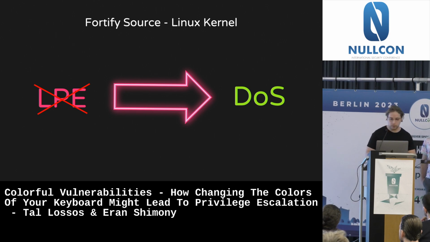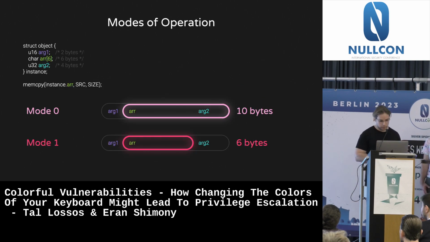Mode 0 of Fortify Source aims to detect buffer overflows over an entire struct, while mode 1 aims to detect buffer overflows over a specific member in this struct. Let's have an example. Let's assume here that we have this object struct that has 3 inner members. The first is arg1 with a size of 2 bytes, the second one is an array with a size of 6 bytes, and the last one is arg2 with a size of 4 bytes, followed by a memcpy operation on the buffer.